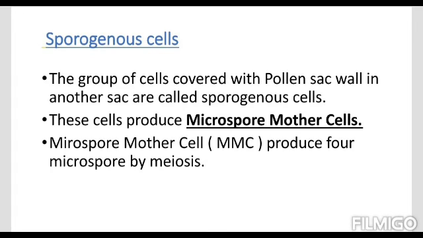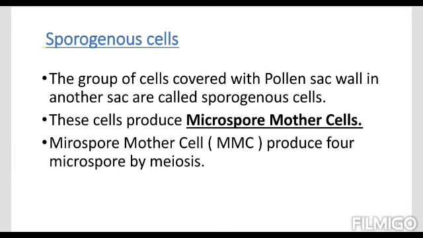Let us talk about the next one, the sporogenous cells. They are also formed by the periclinal division of archesporial cells, and they form inside at the center of this whole structure, which we call the anther. The group of cells covered with the anther sac wall are called sporogenous cells. These cells produce microspore mother cells. By meiosis, each spore mother cell produces 4 microspores.